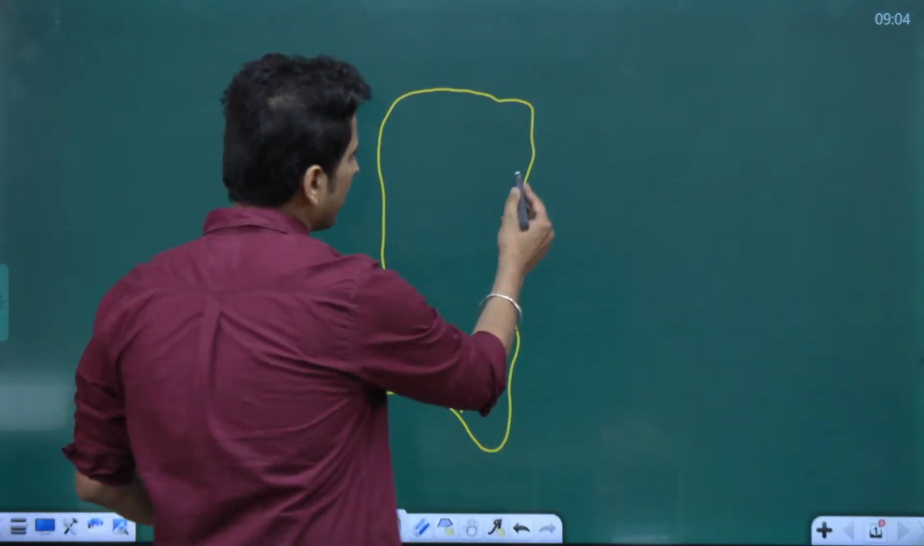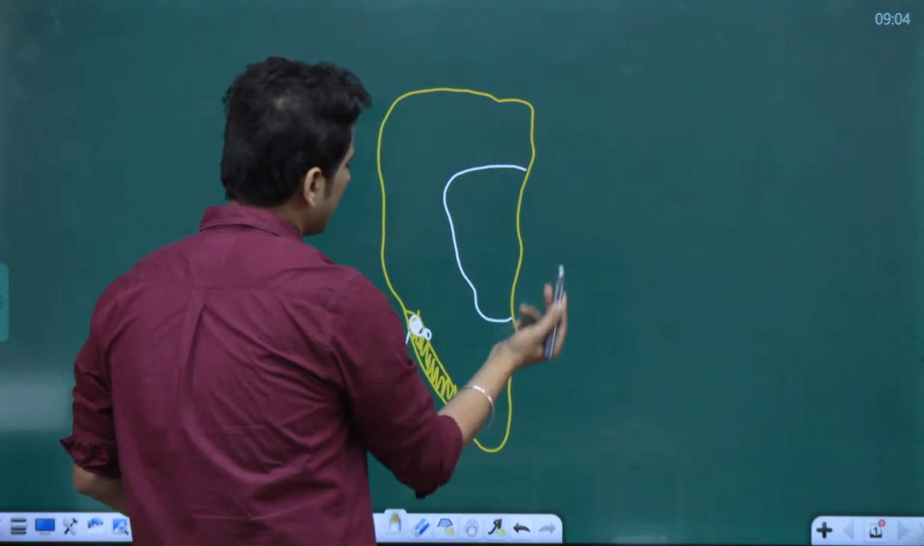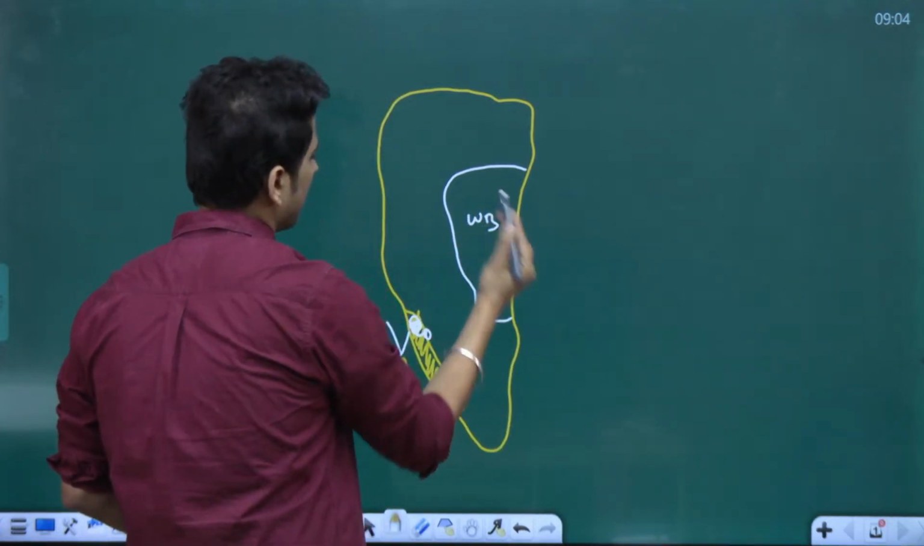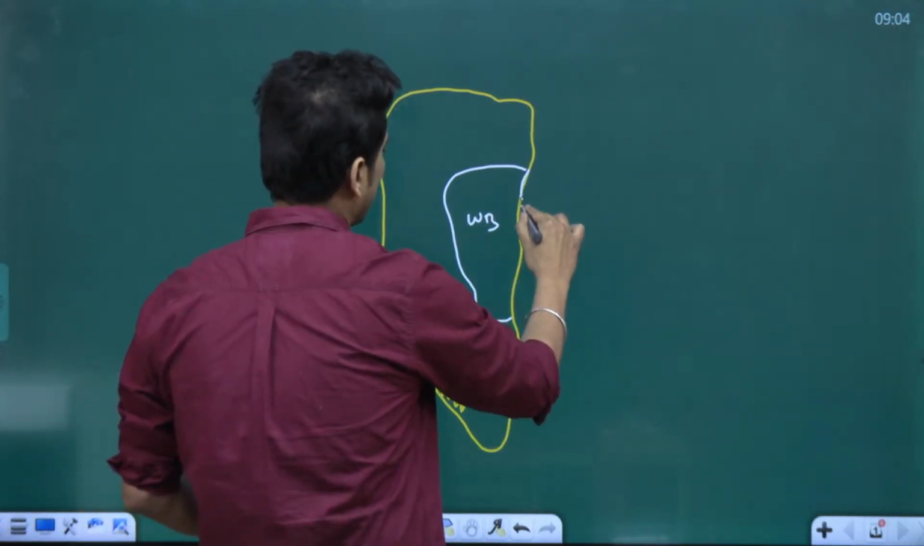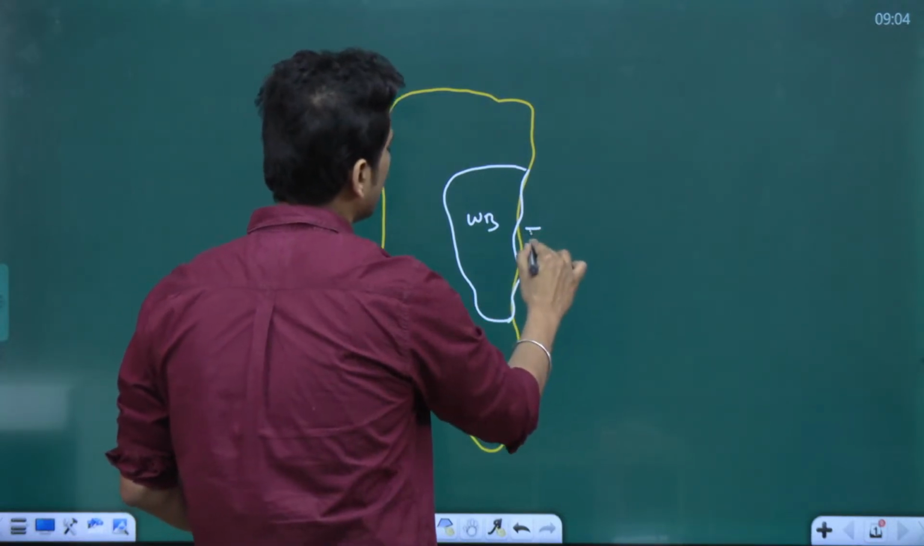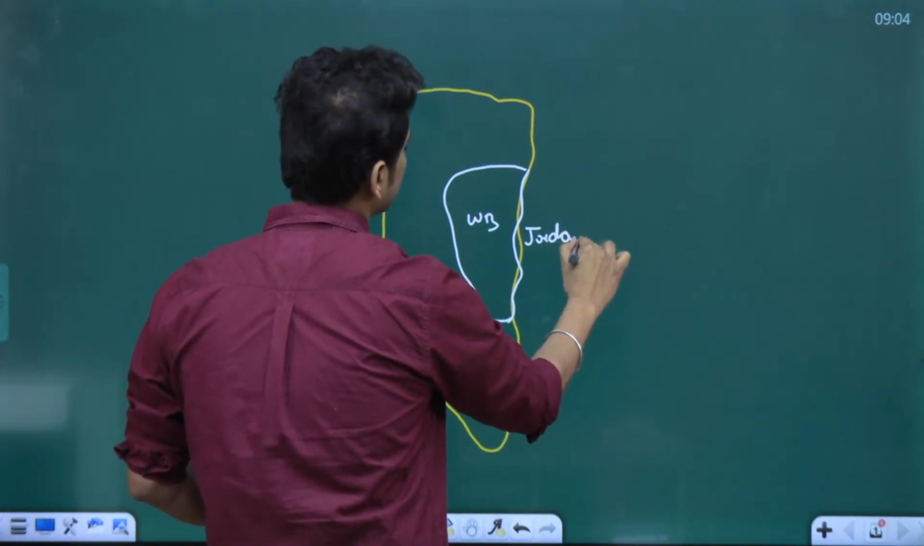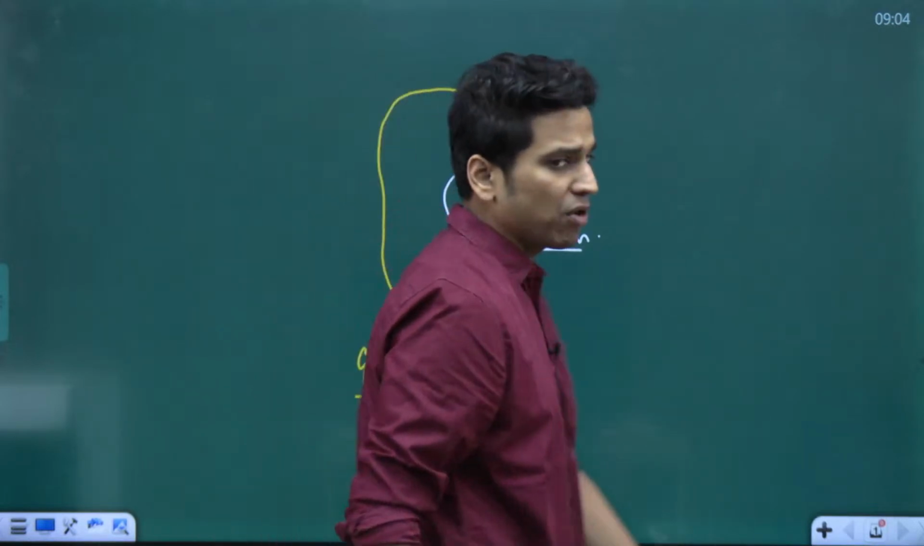And this area we have already discussed, and this area we call the West Bank area. This is the West Bank area because it lies on the west side of the river Jordan. So this is a basic understanding that you need to have related to the map of Israel.